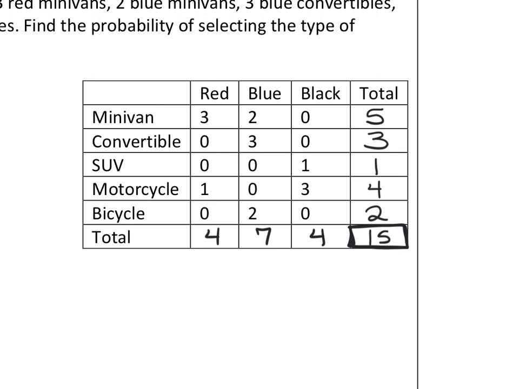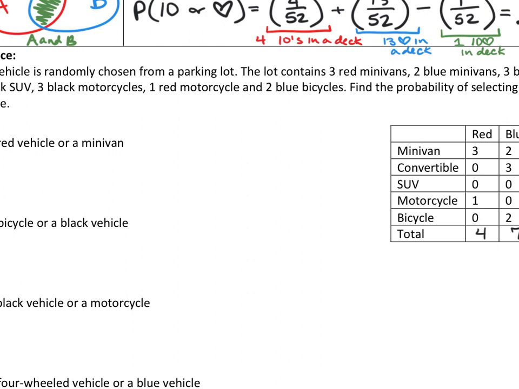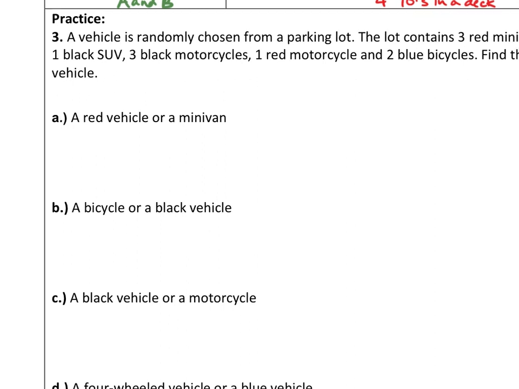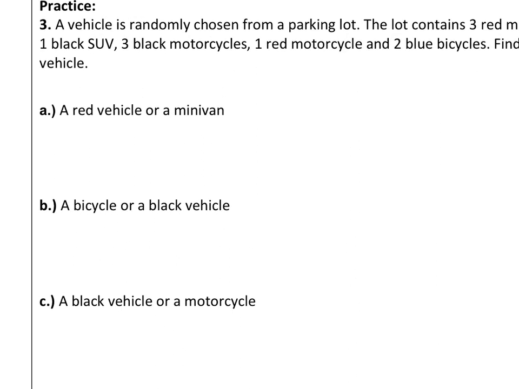our disjoint or overlapping event probabilities. So the first thing we're going to do each time we do one of these problems is determine if it's disjoint or if it's overlapping. To do that, if we're finding the probability that we have a red vehicle or a minivan, we look at the table to decide if there are any overlapping events. So looking at your table, are there any red minivans? Yes. If there are red minivans, then this is an overlapping event.